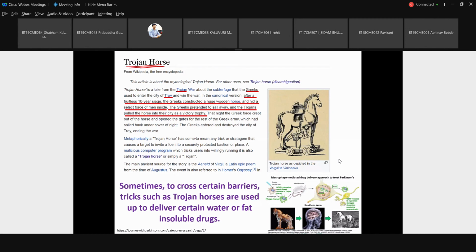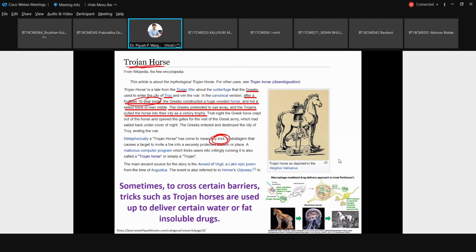Okay, so you can consider, as I said, many times you have different compounds and you need to cross certain barriers within your body, and they are not able to do that. So many times people use different approaches, like tricks. You can consider the Trojan horse. If you read the description, the Greeks had fights with the Trojans, and the fight was going on for more than 10 years, and there was no result.